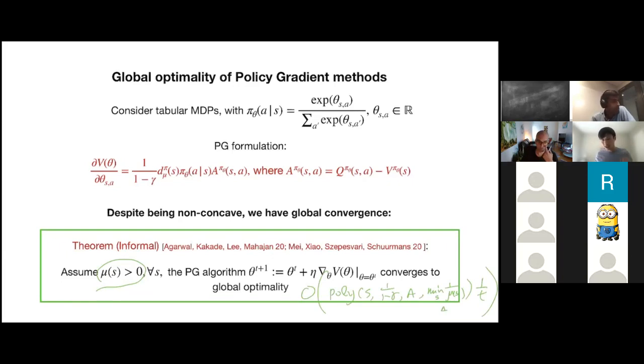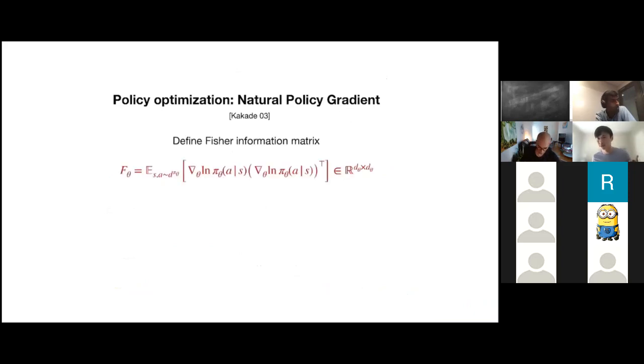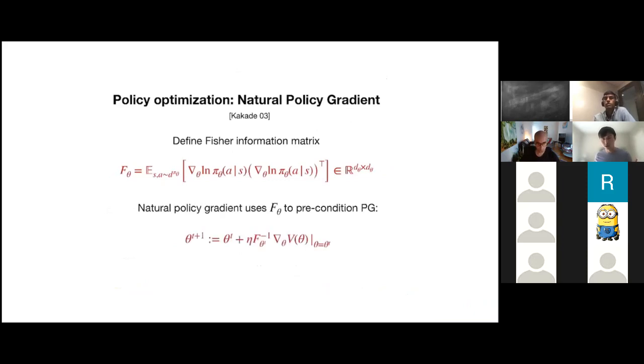Okay, so the next algorithm that I'm going to show you will have much better convergence. This is the natural policy gradient approach. The idea here is to compute a natural gradient rather than the gradient. Let's define the Fisher information matrix, and then precondition the policy gradient using this Fisher information matrix. This is the natural gradient, and then let's just follow the natural gradient. Let's do natural gradient descent. Okay, so that's the algorithm.